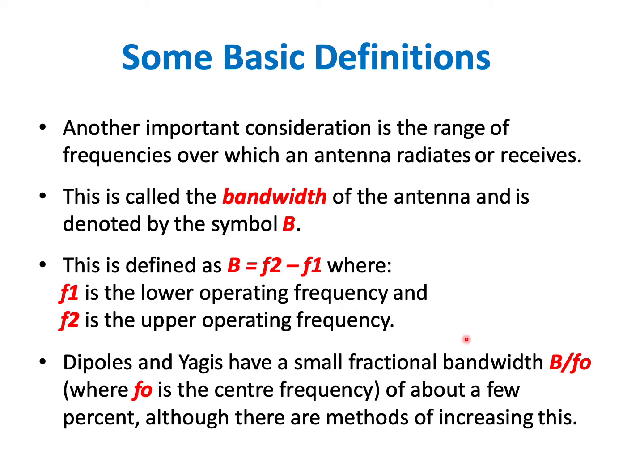Now Yagis and dipoles generally have a small fractional bandwidth. The fractional bandwidth is the total bandwidth over the center frequency. In the example I gave, the center frequency there is 600 megahertz. So the bandwidth is 400 megahertz over 600 megahertz, so your fractional bandwidth is 2/3. Now, Yagis generally have even less than that in fractional bandwidth.